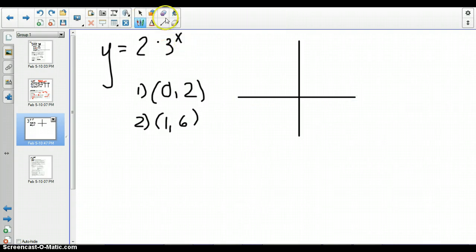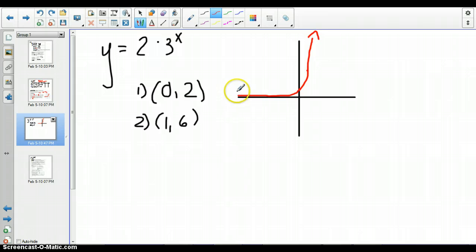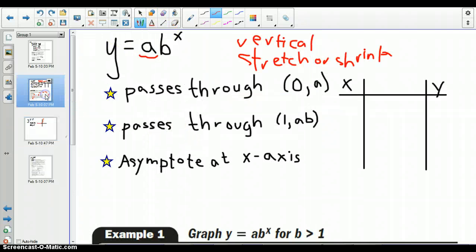So this guy would do something like 0. We can say this is 2 here. 1, up 6. Get really close to that axis. And go up. But you will say, Mr. Cisneros, how do I know it's always 0 and a, or 1 and ab? Well, that is a very good question. Let's go back into this screen and try to prove that.